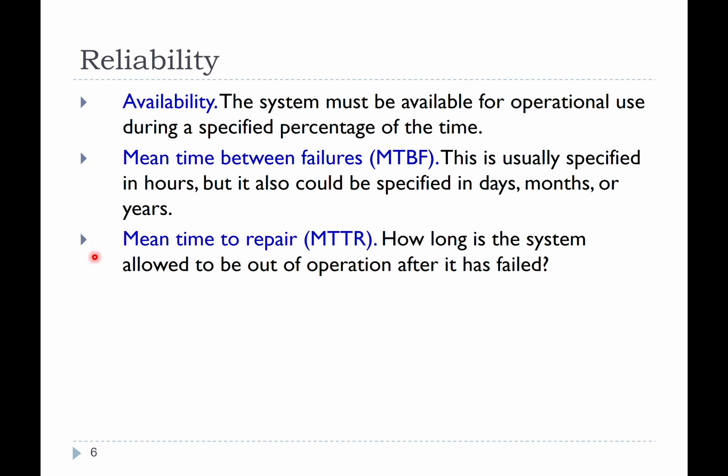A couple of other metrics is the mean time between failures. So you'll say the system should only be allowed to fail once every such and such amount of time. This could be specified in days, months, or even years. And then when it goes down, we have something called the mean time to repair.